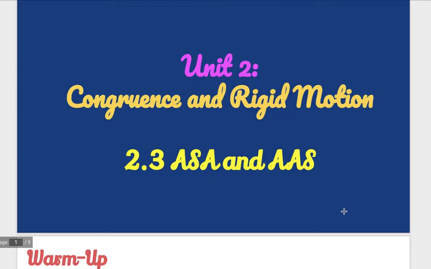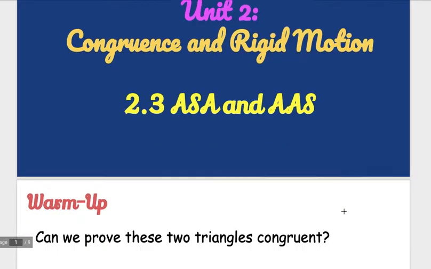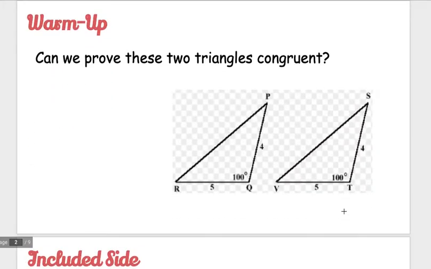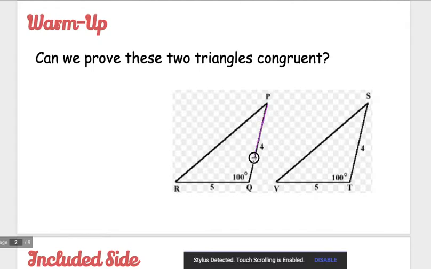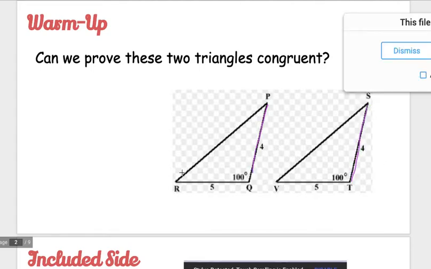First, we are going to have a quick warm-up. I suggest you pause the video and check the picture with a question to work on your own, and later you can compare your answer with mine. This question asks us, can we prove these two triangles congruent based on the given information? So let's quickly check what information is given. We have a side. We also have another side.